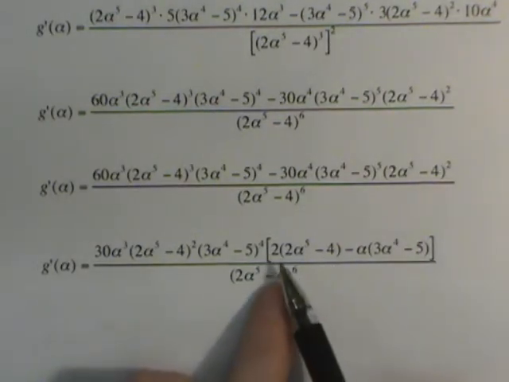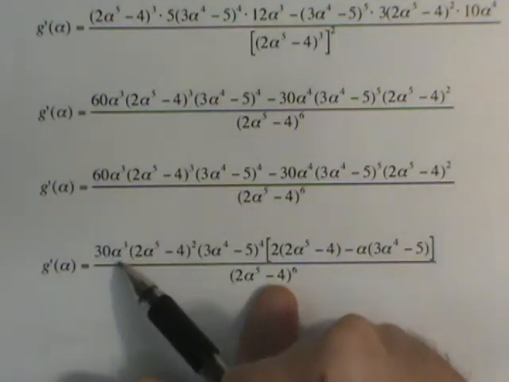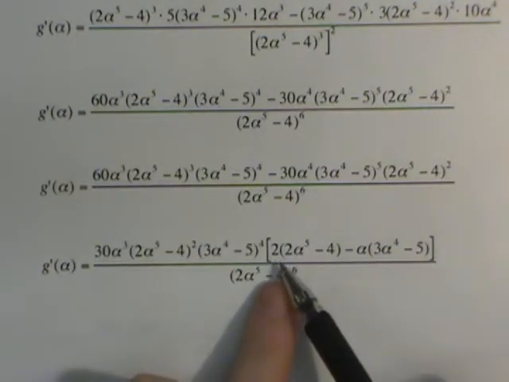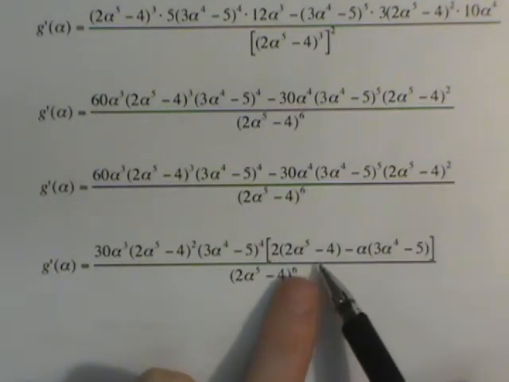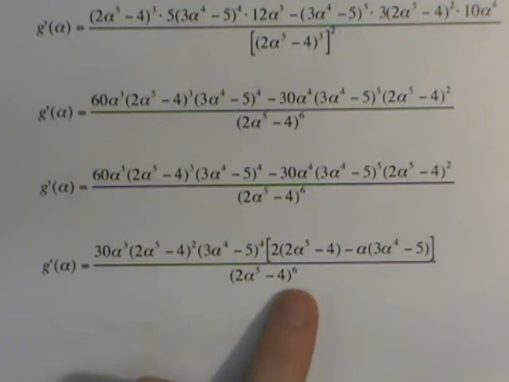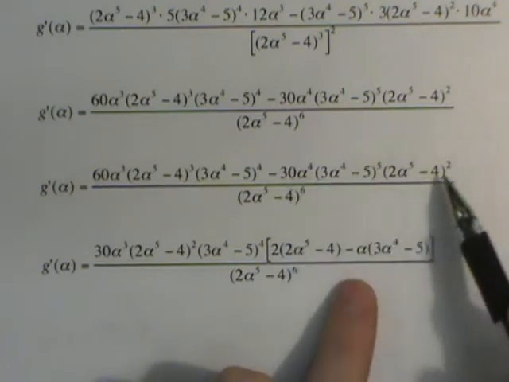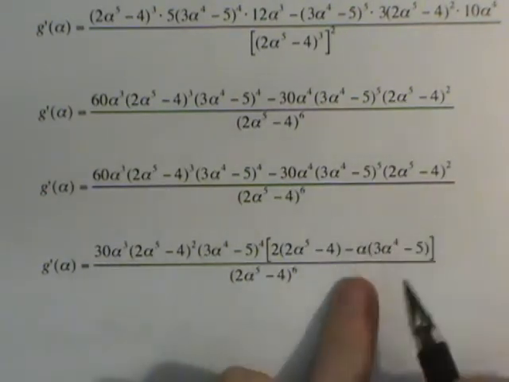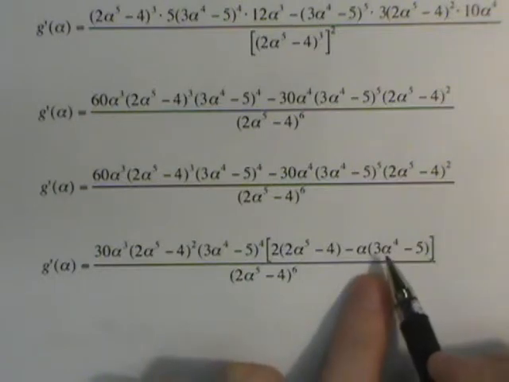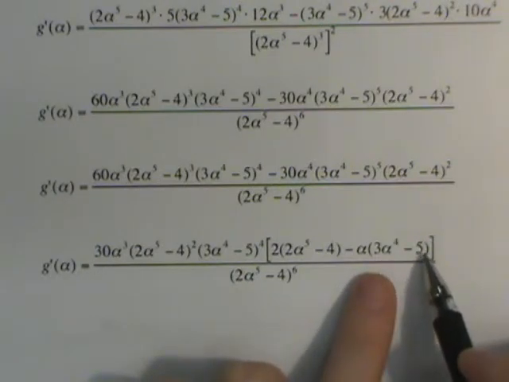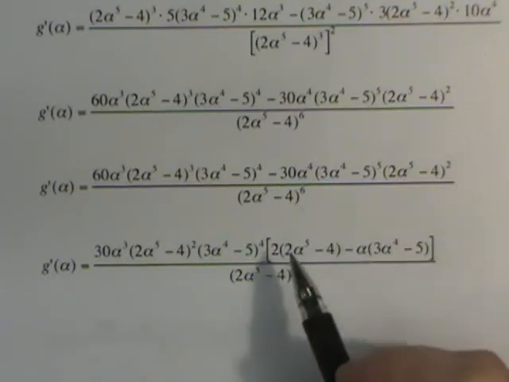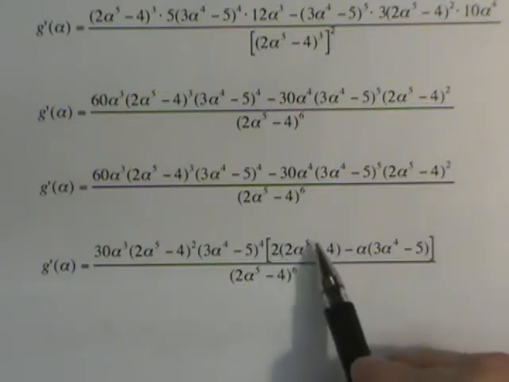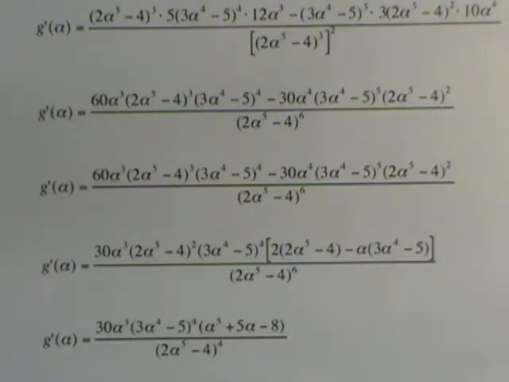And I look at what I have left. From the 30 alpha cubed, that left me with 2 times 2 alpha to the 5th minus 4 raised to the 1st. From the second set of terms, I pulled out all that stuff. I was left with alpha times 3 alpha to the 4th minus 5. I'm able to expand this. I can distribute and combine like terms there.